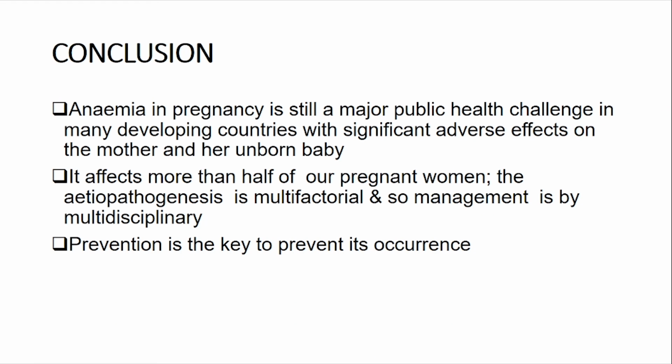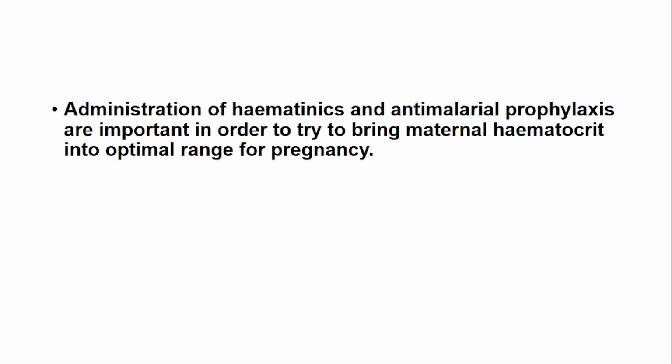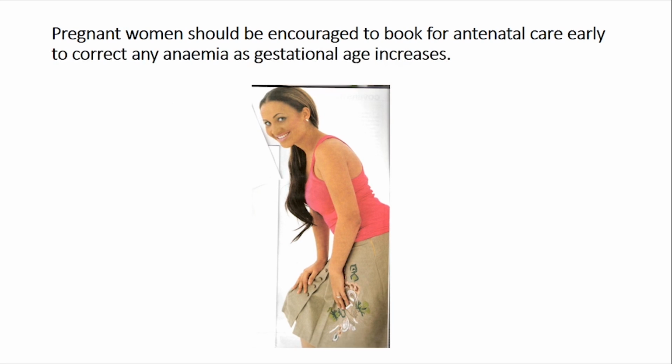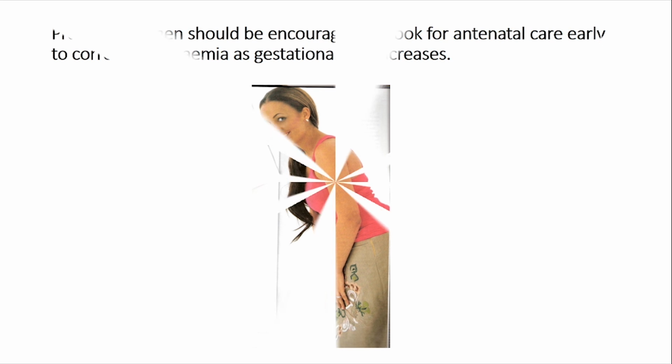In conclusion, anemia in pregnancy is still a major health challenge in many developing countries, with significant adverse effects on the mother and her unborn baby. It affects more than half of our pregnant women. The etiopathogenesis is multifactorial, and so management is multidisciplinary. Prevention is the key to preventing its occurrence. Administration of hematinics and antimalarial prophylaxis are important in order to bring maternal hematocrit into the optimal range for pregnancy. Pregnant women should be encouraged to book for antenatal care early to correct any anemia as gestational age increases.